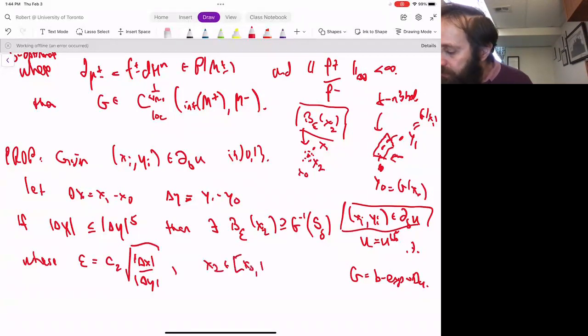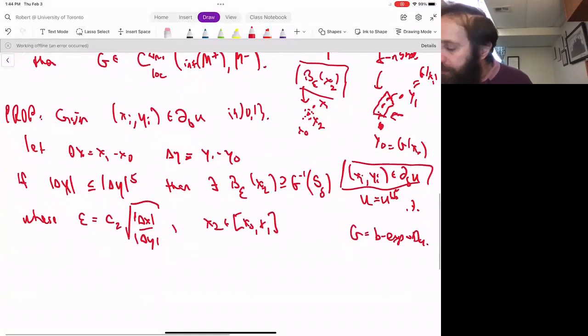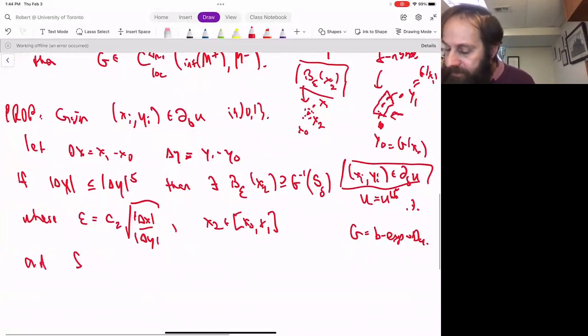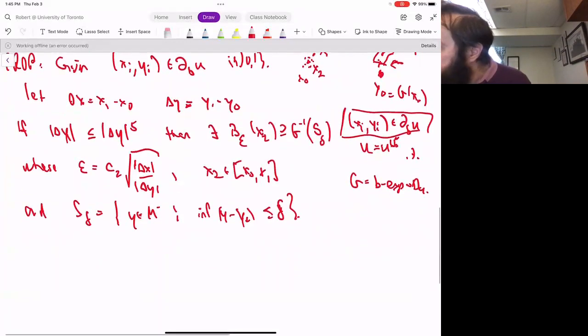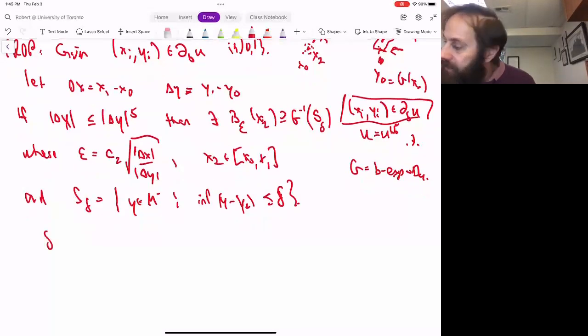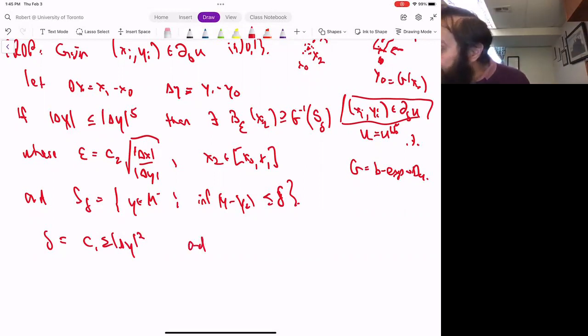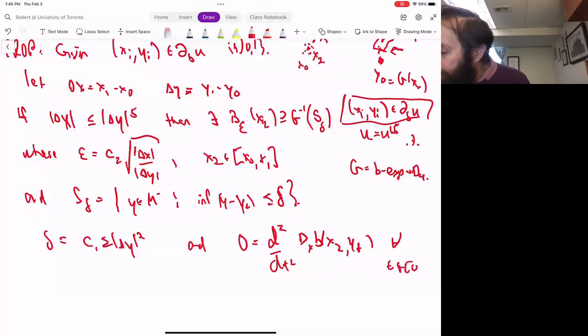X2 is in the line segment joining X0 to X1. And S delta is the set of all y in the target, which are... and here delta is another constant, let's say C1, I guess, epsilon delta y squared, and yt is a b segment as I described. So in other words, 0 is the second t derivative of dxb x2 yt. That's the B segment condition.